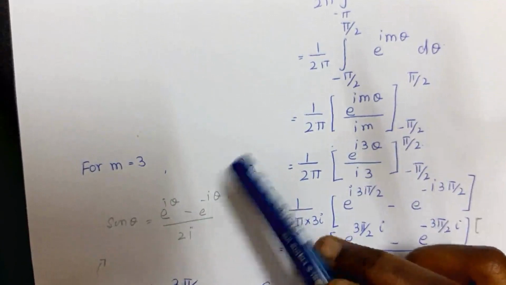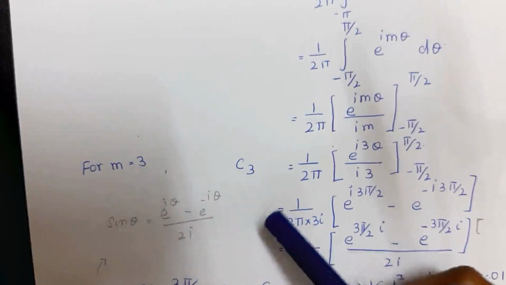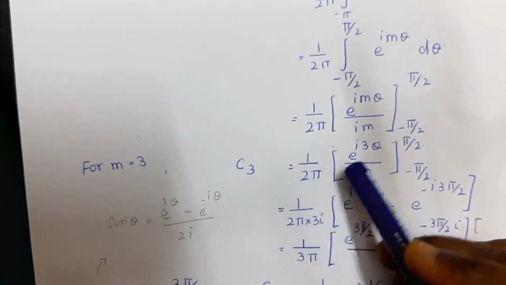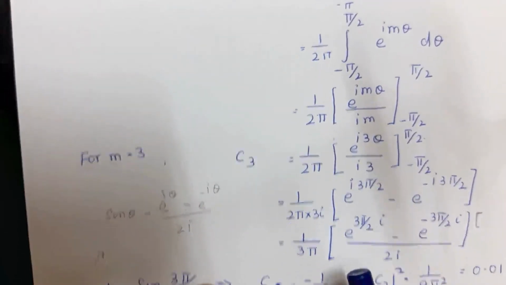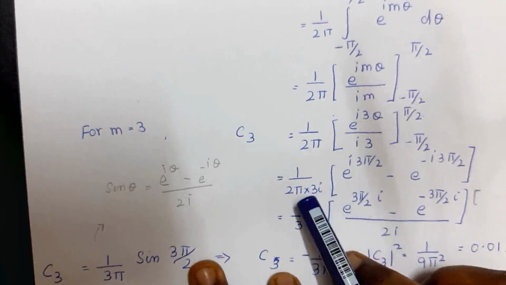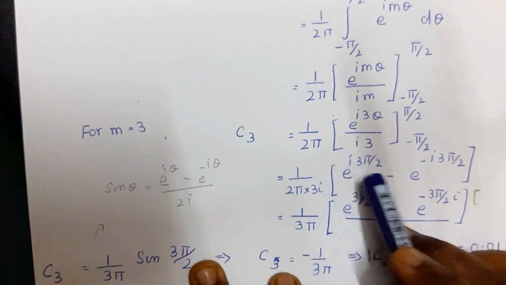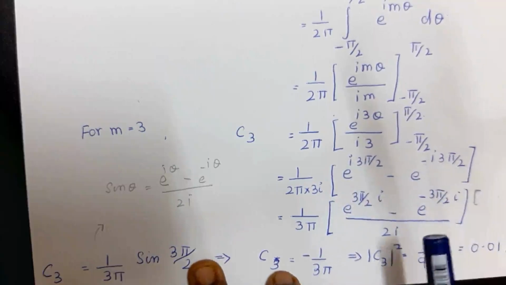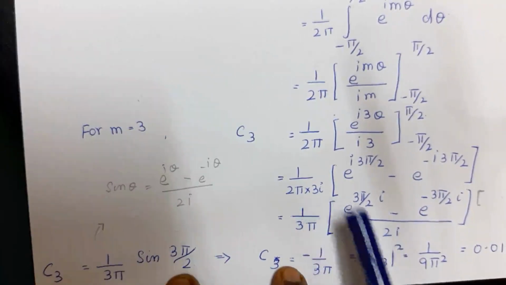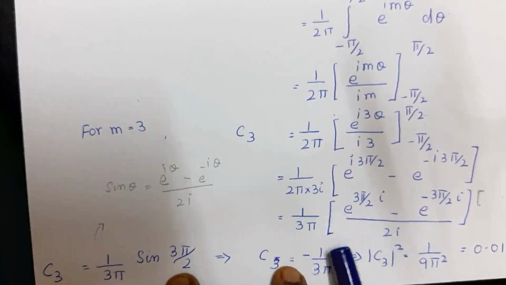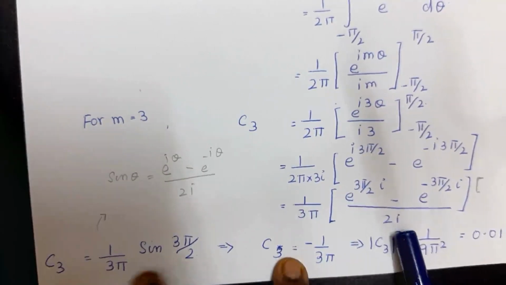So in the question, they have asked us to find the coefficient C3. So now we will substitute the value of m is equal to 3. Then C3 is equal to 1 divided by 2 pi, e power i 3 theta divided by i 3. Right? Now substitute the values of the limits. The 3i I have taken outside, so we will be getting e power i 3 pi by 2 minus e power minus i 3 pi by 2. Now multiply by 2i and divide by 2i. Then you will be getting 1 divided by 3 pi, and the e power term will be the same, divided by 2i.